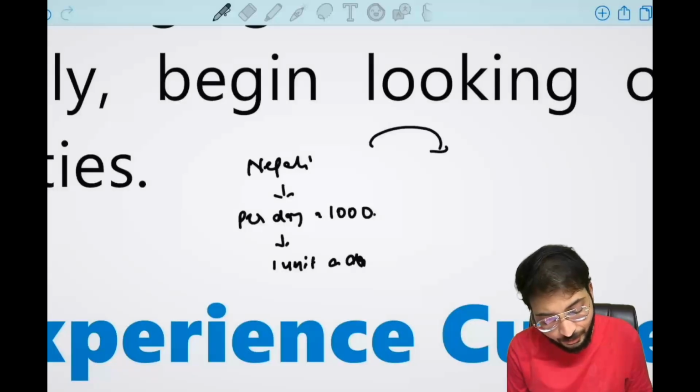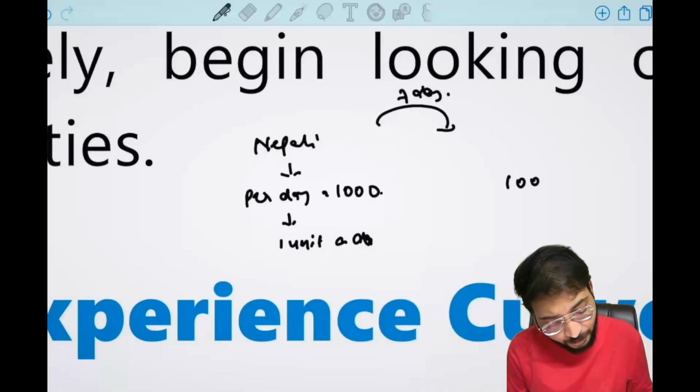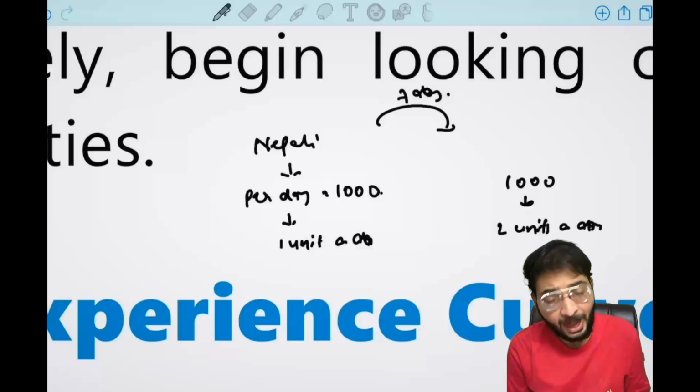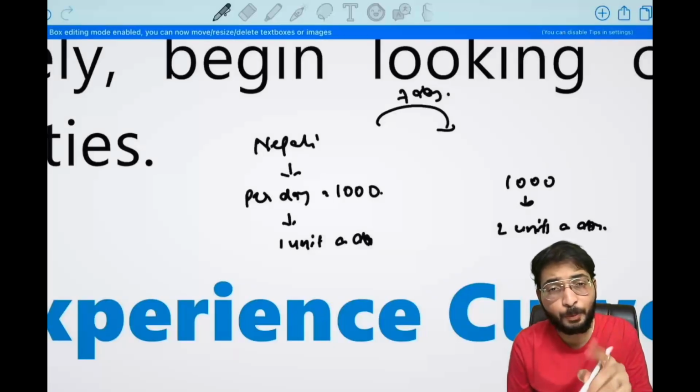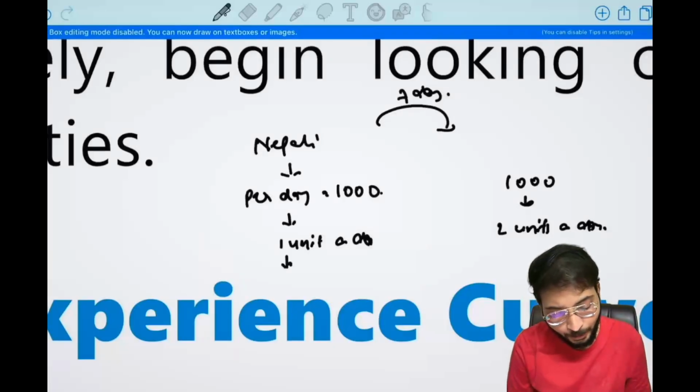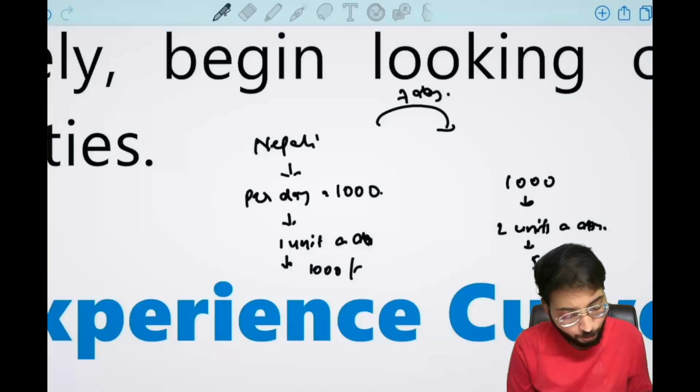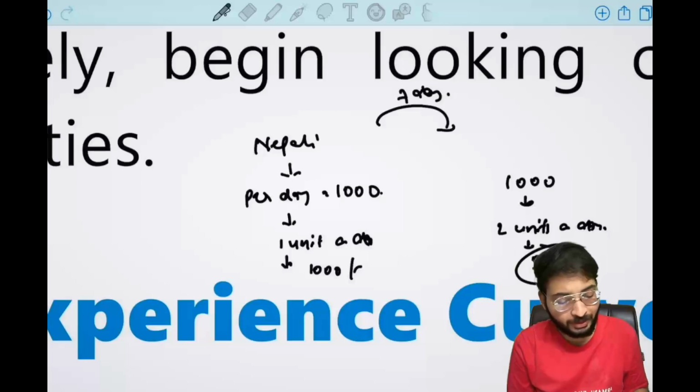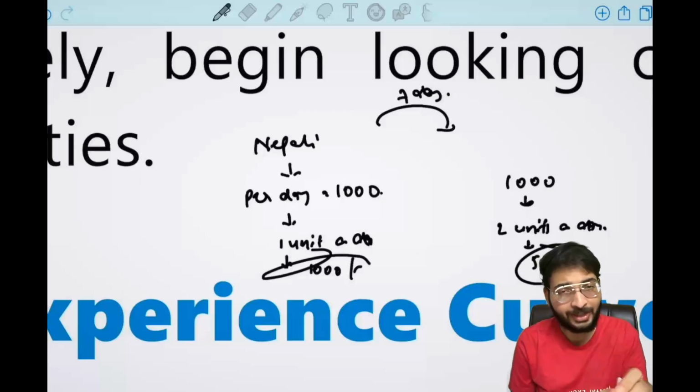After 7 days, his salary will again be 1,000, but he is now doing 2 units a day. So what happened? Instead of 1 unit, he is producing 2 units. Labor cost per unit is 1,000 rupees in the first case, and in this it is 500 rupees. Now a 500 rupees cost saving is there, right? So this is called the experience curve.